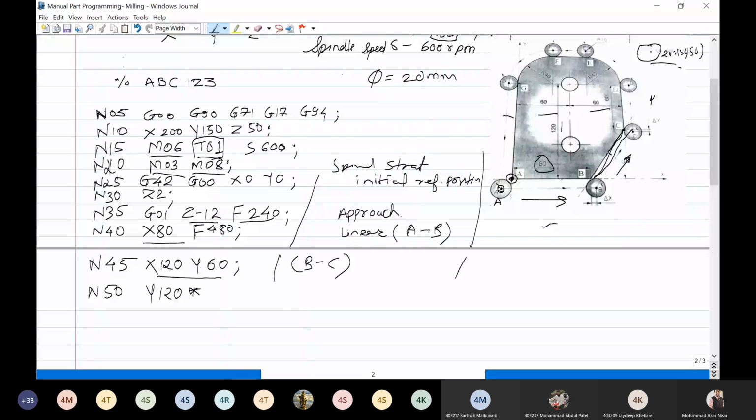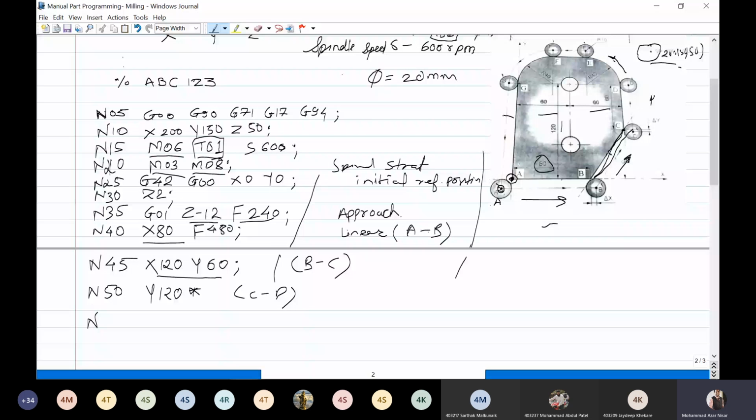Now next, D to E. D to E is a contour where a radius is there. At this time, again it will work in two axes, but with radius, so there should be a circular interpolation. A to B and C to D are linear interpolation, but D to E is a circular interpolation. You have to write the code, and it is in the counterclockwise direction, not clockwise.